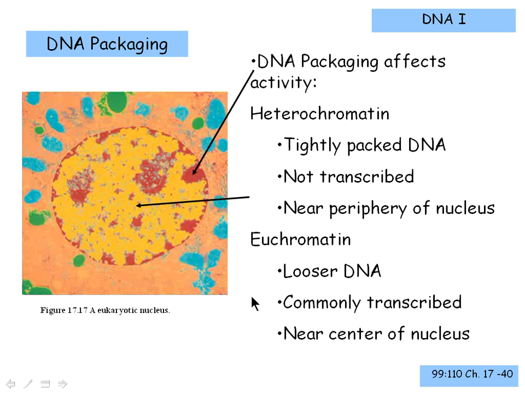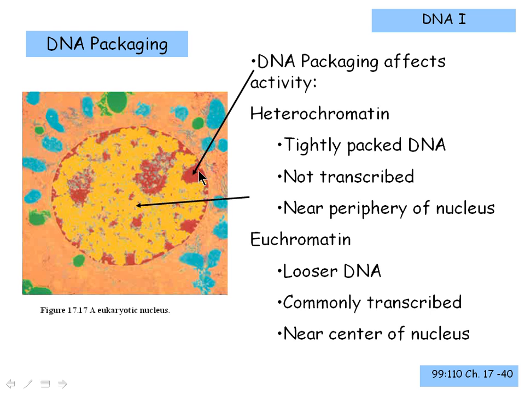And we're going to switch gears a little bit for the rest of the chapter and talk about DNA packaging. DNA packaging affects a lot of different things in the cell, such as activity of gene expression. So here's a picture of a eukaryotic nucleus, and it's been stained for different types of DNA. In the red is heterochromatin, and in the yellow is euchromatin. Sorry, these arrows are a little off.